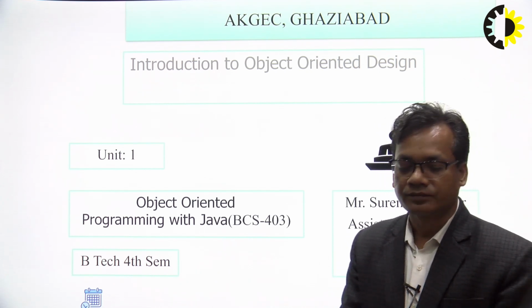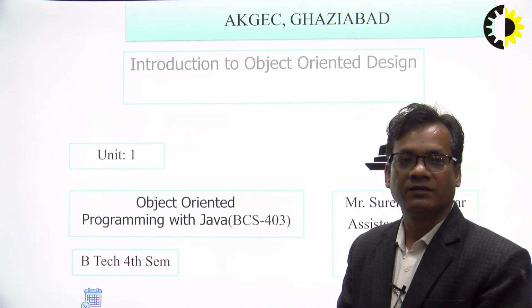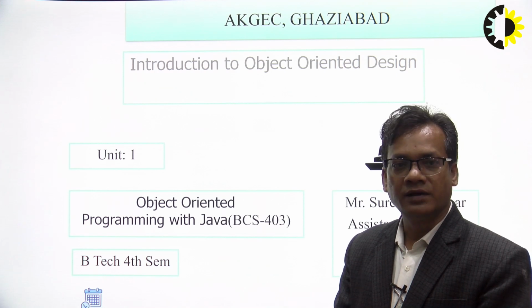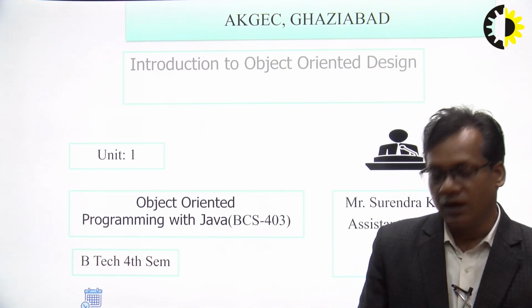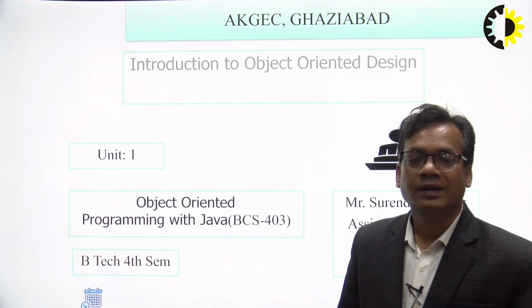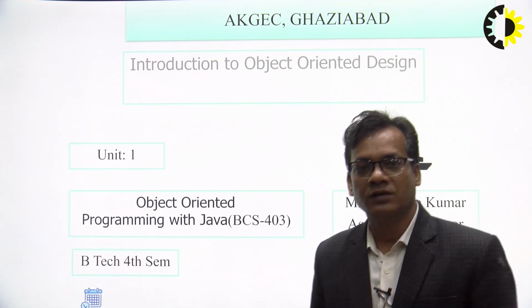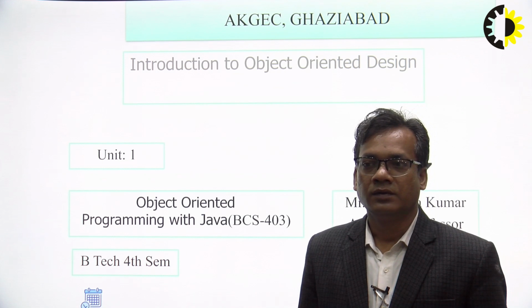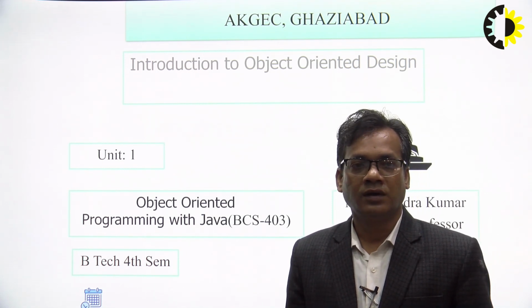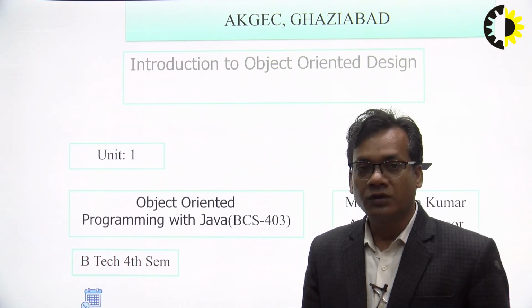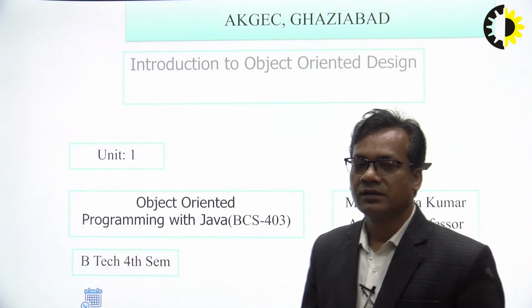So today we start Object Oriented Programming with Java, that is the fourth semester subject for computer science students. The subject is basically an add-on on programming language because in the real world scenario we work on real world problems. So a real world problem can be solved with the help of a language which is based on real world entities.